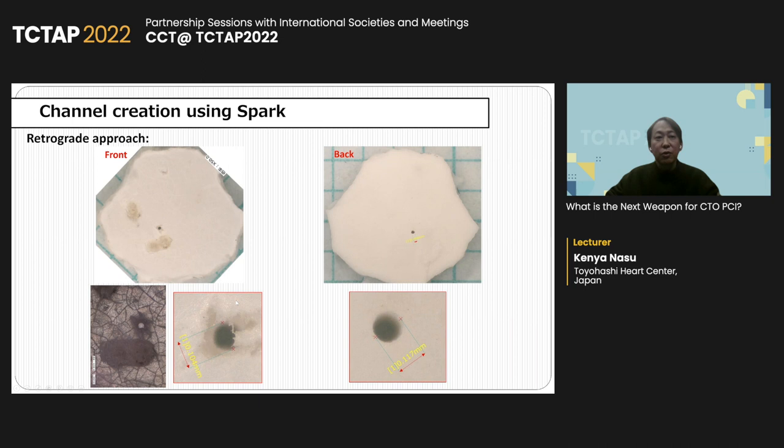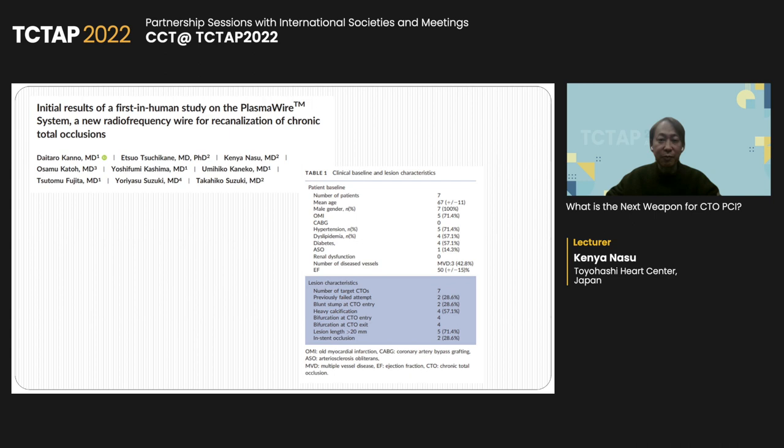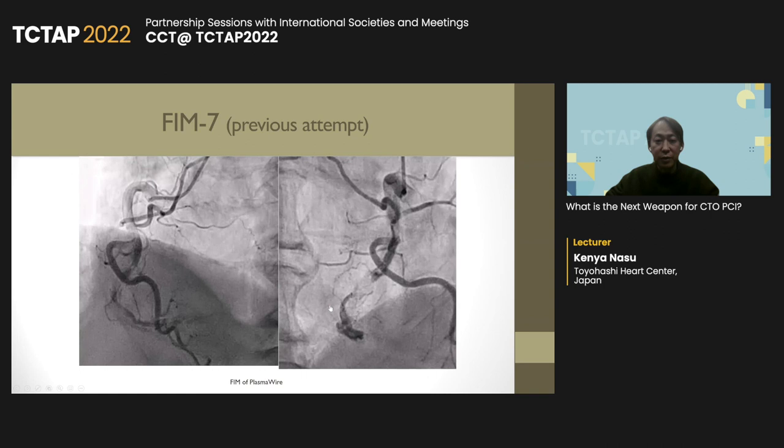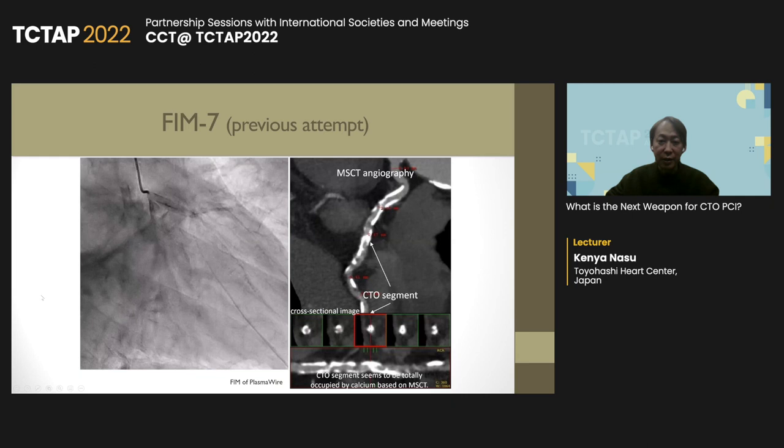So we already did this in the past generation of the plasma wire system. We experimented on 7 cases, mainly using this system in a retrograde approach. I will show one case. This is a very calcified subtotal occlusion, but the first guide wiring from the antegrade side failed. So we used the retrograde approach to recanalize this calcified subtotal occlusion.